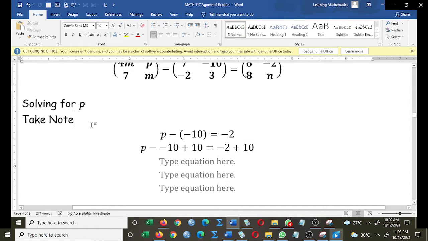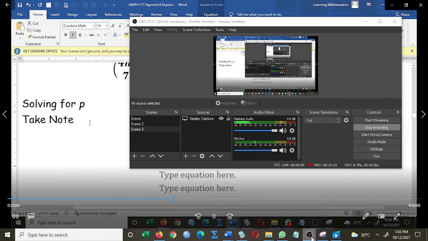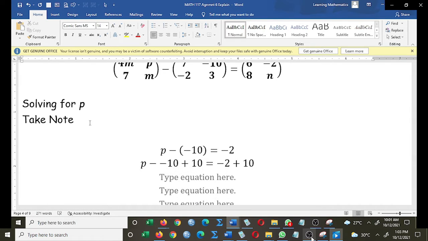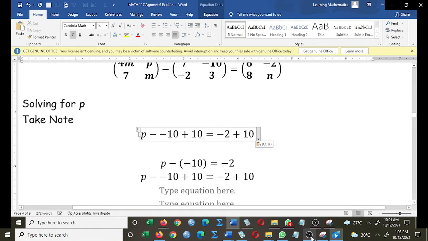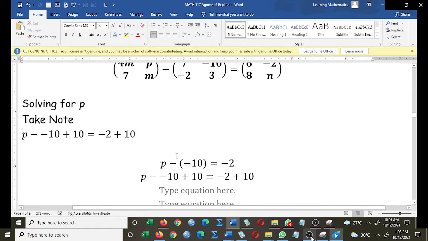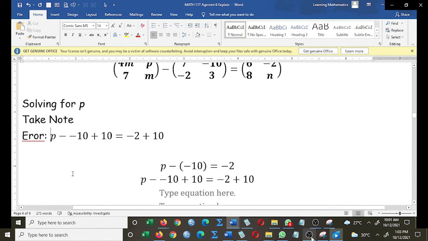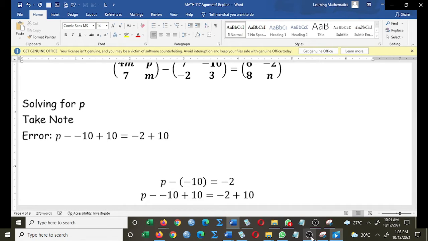Take note. What I can do now, I can save that and then put that there. All right, that's an error. All right, this is an error. And the reason why this is an error, point number one, BODMAS. Can anybody tell me what BODMAS means?